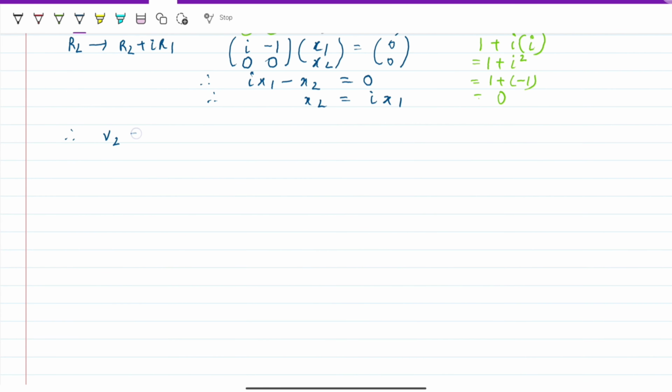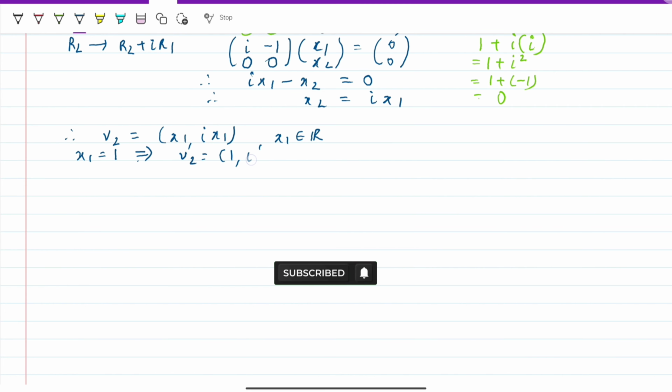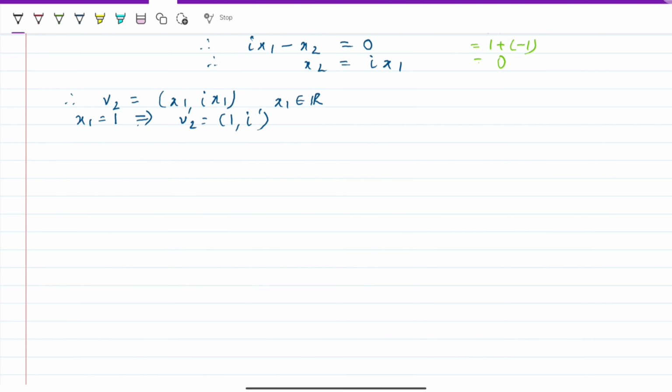Therefore the eigenvector v2 is going to be x1 comma i x1, where x1 is a real number. And again if we put x1 is equal to 1, we get v2 is equal to 1 comma i. Now make the following observation. When lambda 1 was i, we got v1 as x1 comma minus i times of x1. When lambda 2 is equal to minus i, we got v2 as x1 comma i x1. When we have complex eigenvalues, the corresponding eigenvectors are also complex. Also, the eigenvectors are complex conjugates of each other.